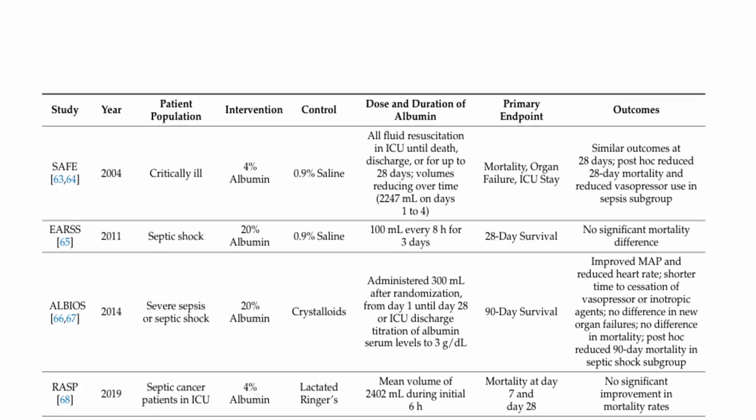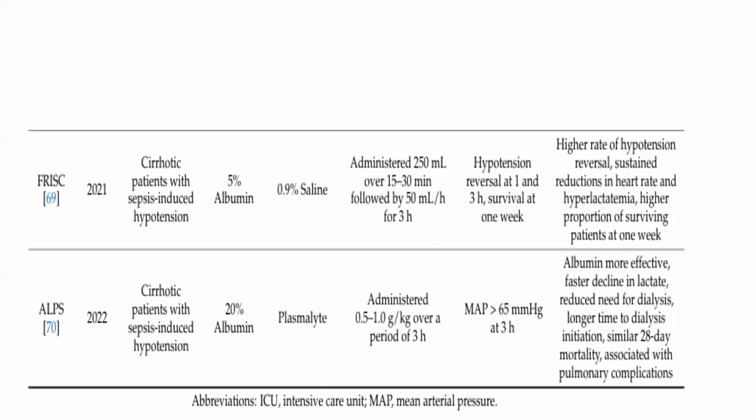Then the RAS study was published in 2019, which compared 40% albumin with ringer lactate, and it showed no significant improvement in mortality rates. Then in 2021, the FRIS study was published in cirrhotic patients with sepsis-induced hypotension, which compared 5% albumin and 0.9% saline. It showed a higher rate of hypotension reversal, sustained reduction in heart rate and hyperlactatemia, and a higher proportion of surviving patients at 1 week.